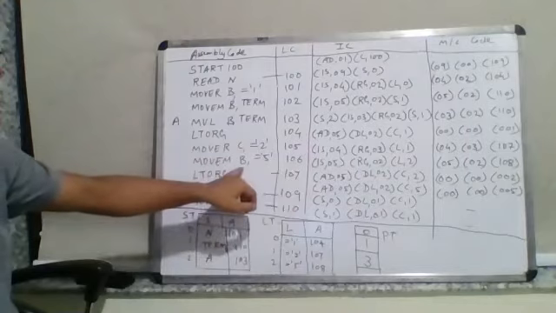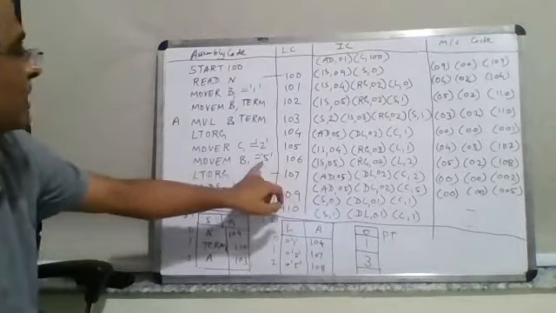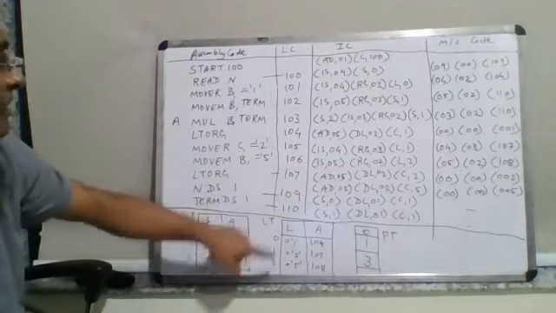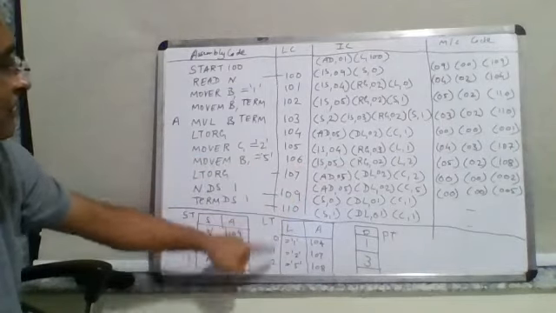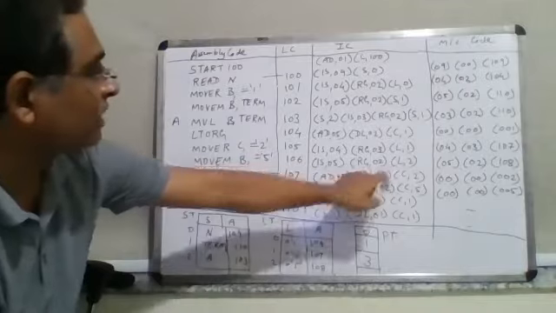Then MOVEM, that is the imperative statement, with 05. B is register 2 and equal to 5. So there is a new entry inside the literal table. What is the index of that? It is index 2. So that's why L comma 2.